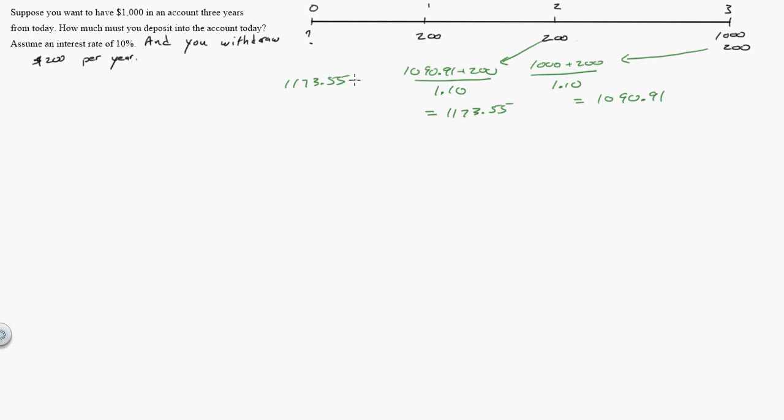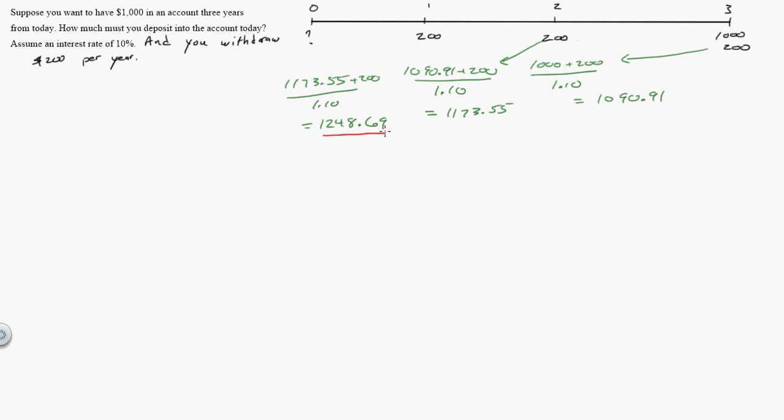So today I need to have the present value of the 1173.55 plus the present value of this 200. Divide that by 1.10, and that's equal to 1248.69. So I want to go back through this and make sure you're getting exactly what's going on here.